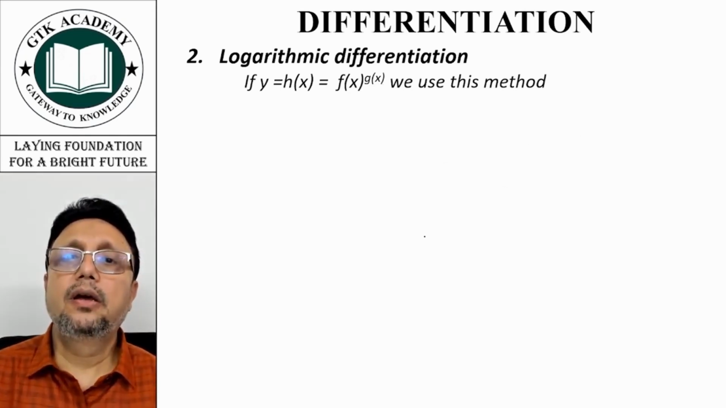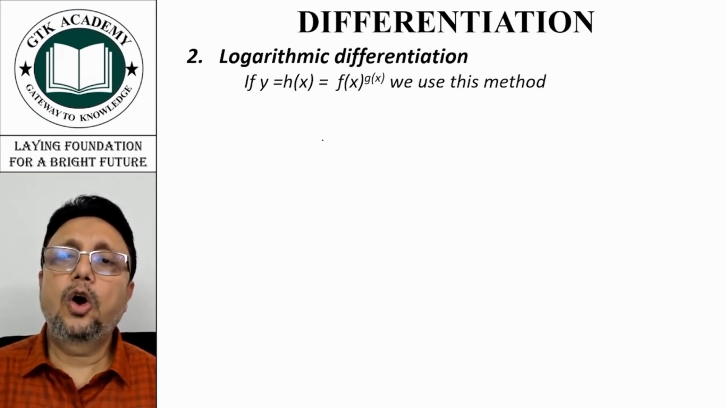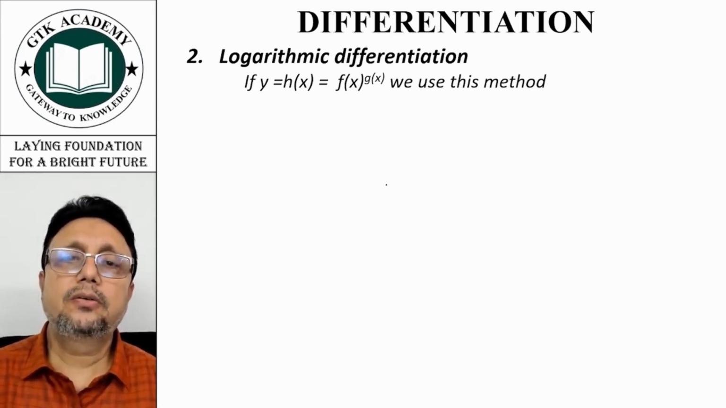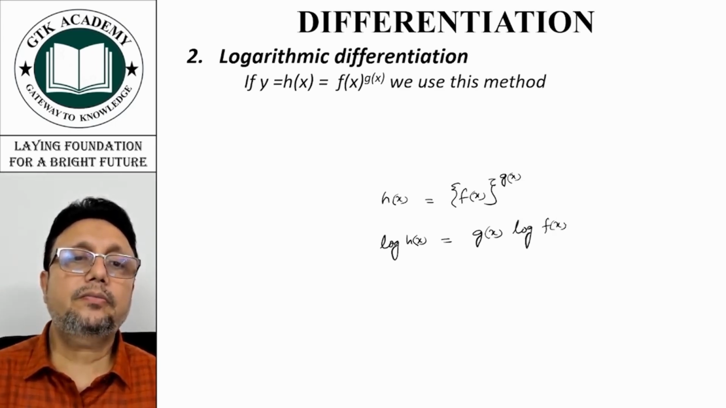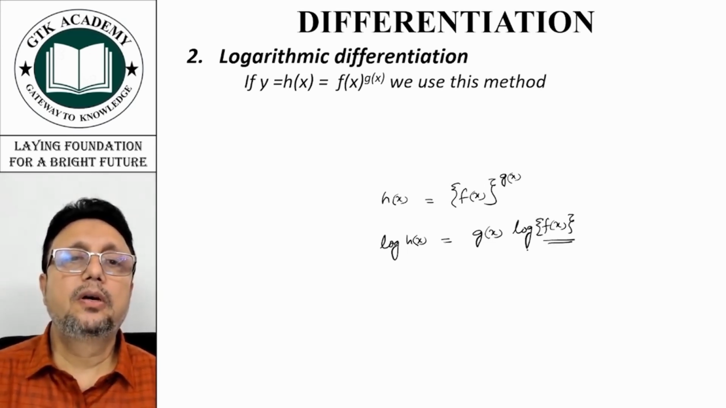So what do we do here? We take log on both sides. So h(x) is equal to f(x) raised to the power g(x). So log h(x) is equal to g(x) into log f(x). Only thing, this f(x) has to be positive. That you should ensure; it will be given in the condition.